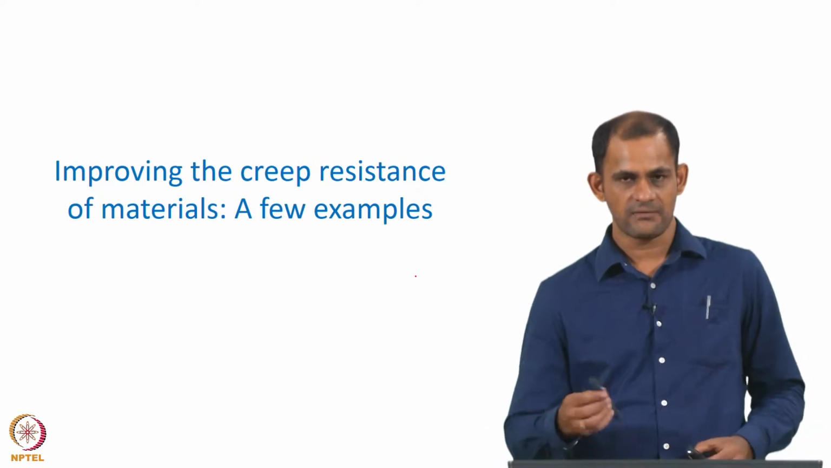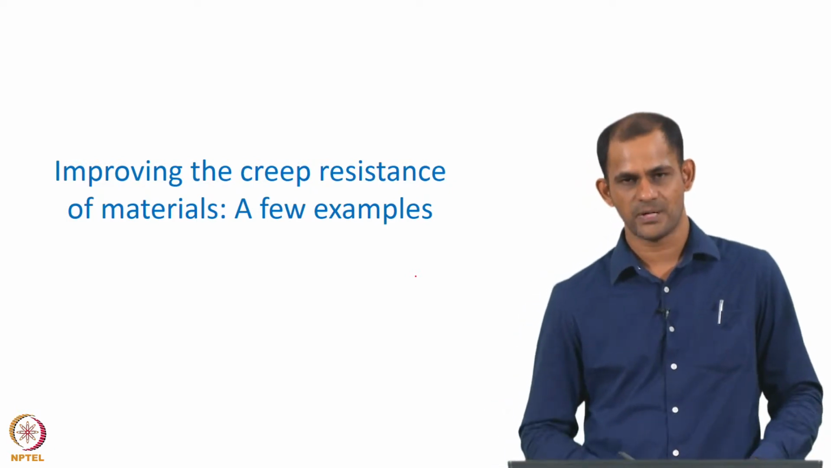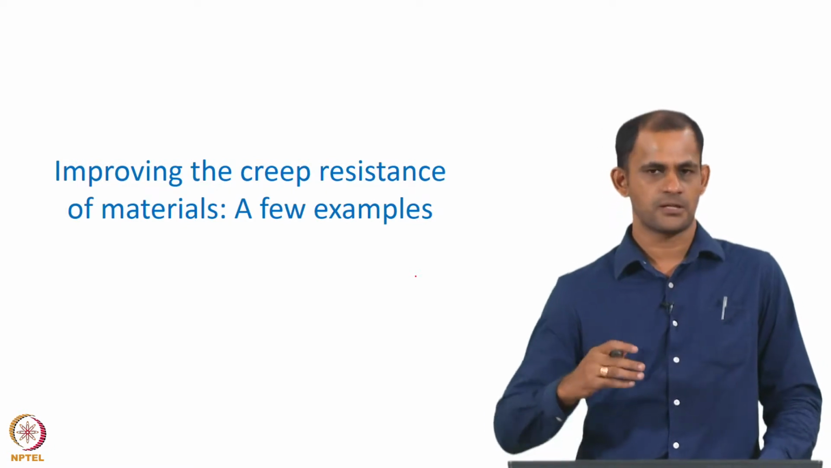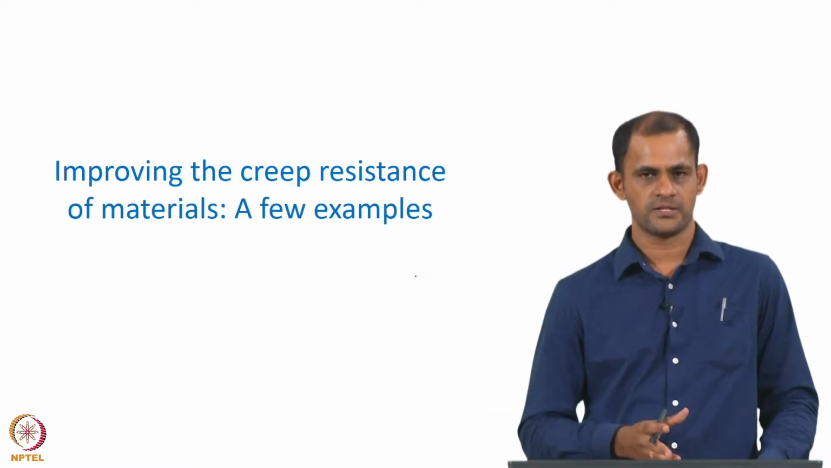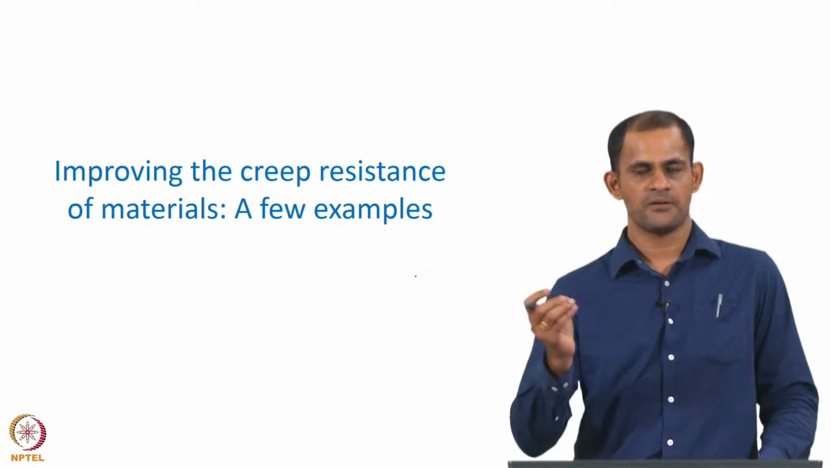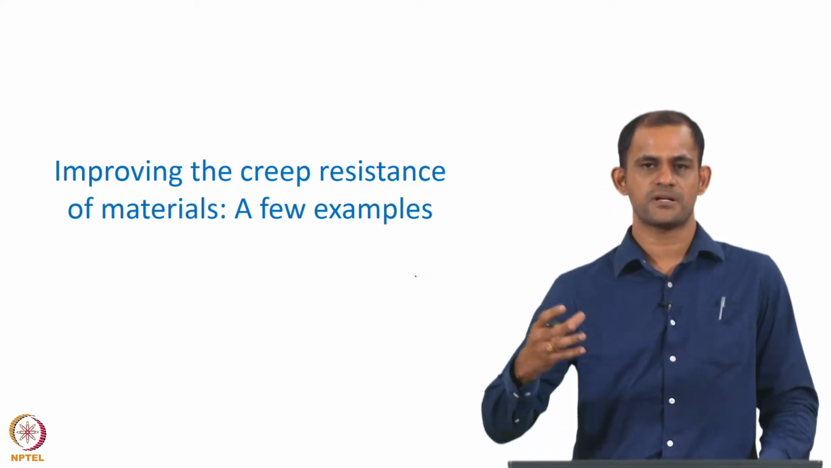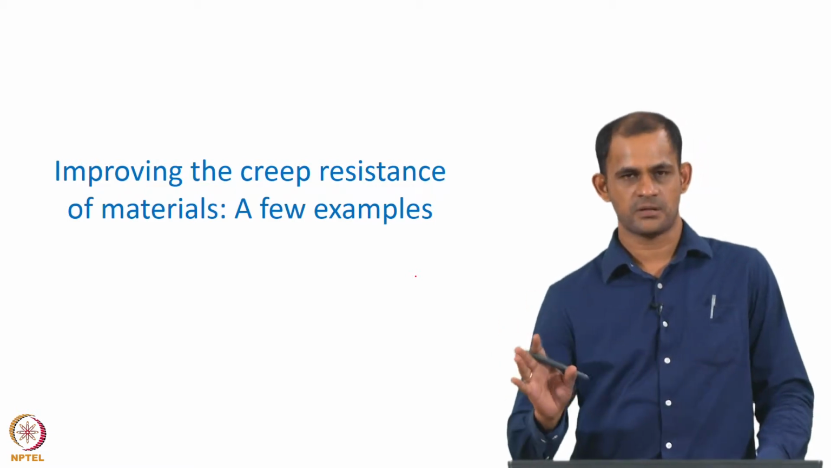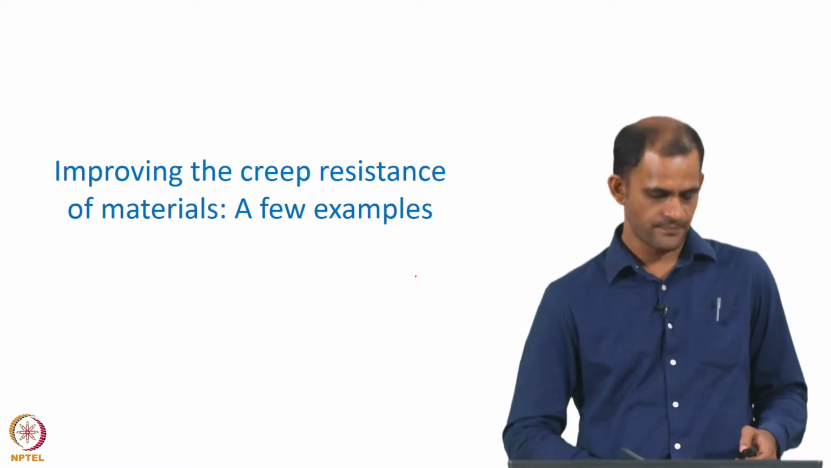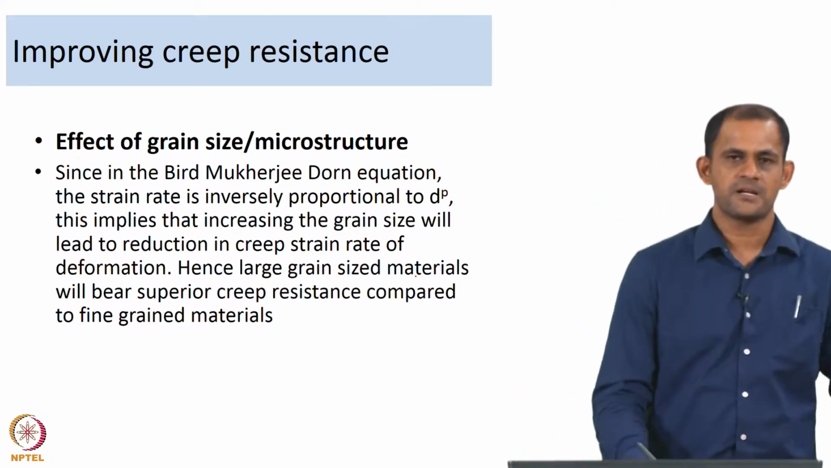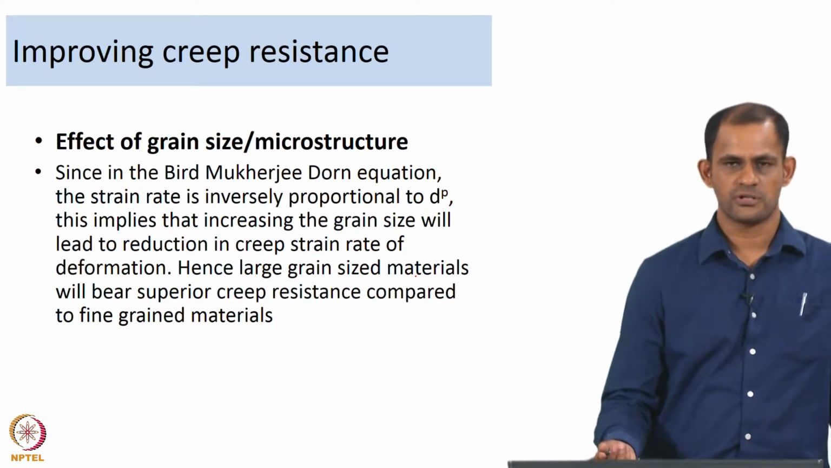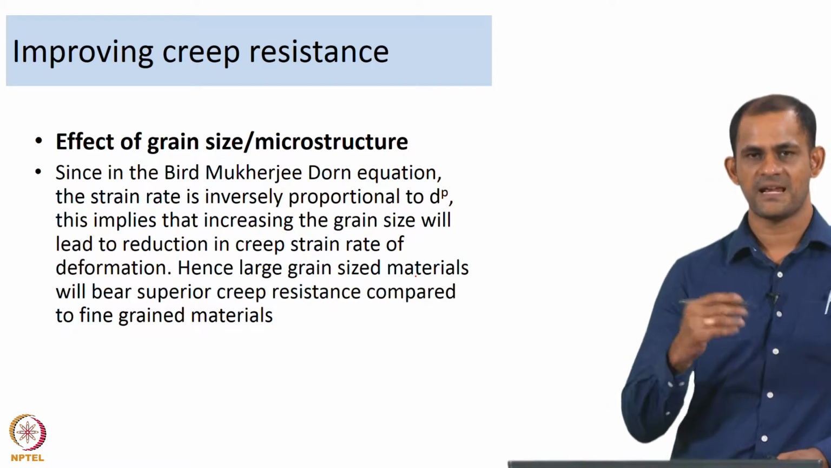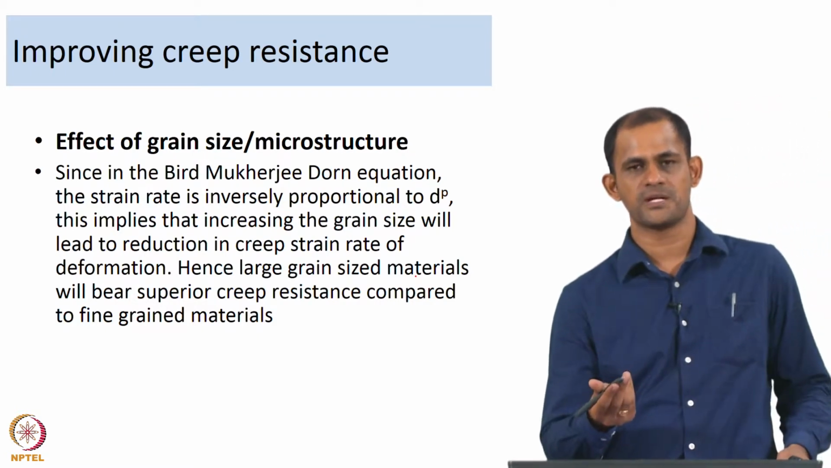So, towards the end I will be providing you a few examples, and these are very selected examples. There is a lot of literature available on this topic. I have just picked up a few examples just to demonstrate the importance of different parameters for improving the creep resistance of materials. So, the first parameter is the grain size or the microstructure of the material. Now, you can manipulate or tailor the grain size and microstructure of a material to improve the creep resistance.